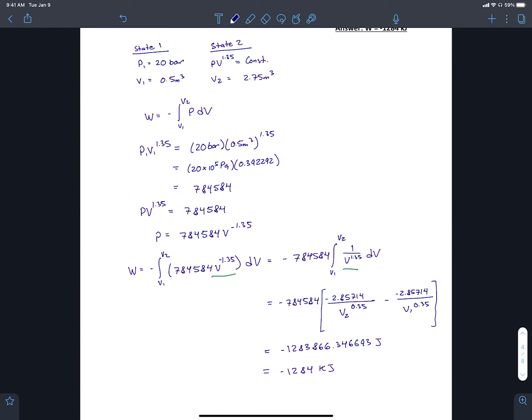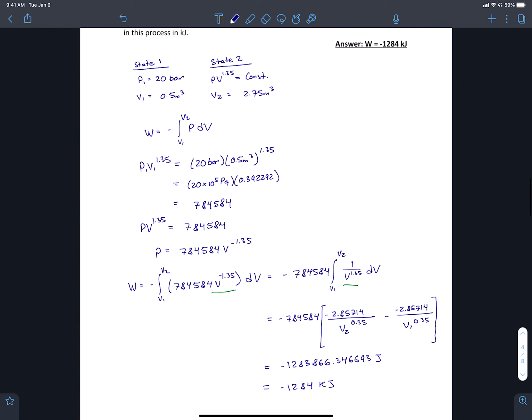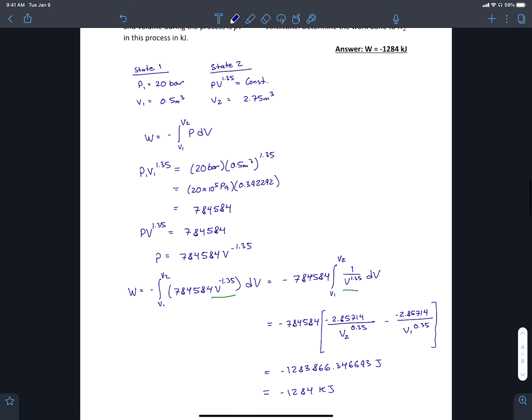Oh, I'd have to look at that. I don't know why specifically that is. Assuming the constant is the same for both stages. Yeah, that could also be it.